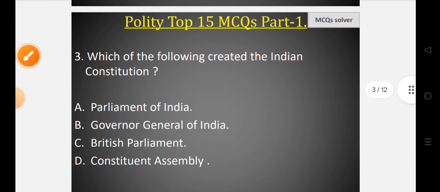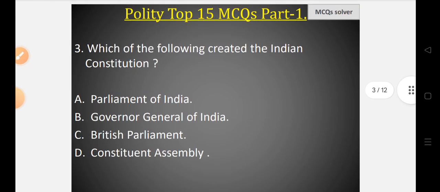Now let's move to question number 3. Which of the following created the Indian Constitution? So below are the names given. We have to find out which of the following created the Indian Constitution. Options are option A, Parliament of India, option B, Governor General of India, option C, British Parliament, or option D, Constituent Assembly.